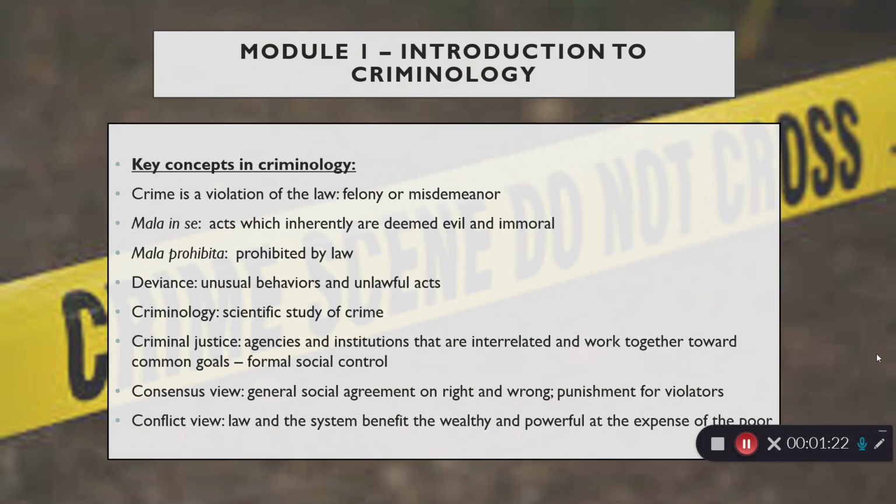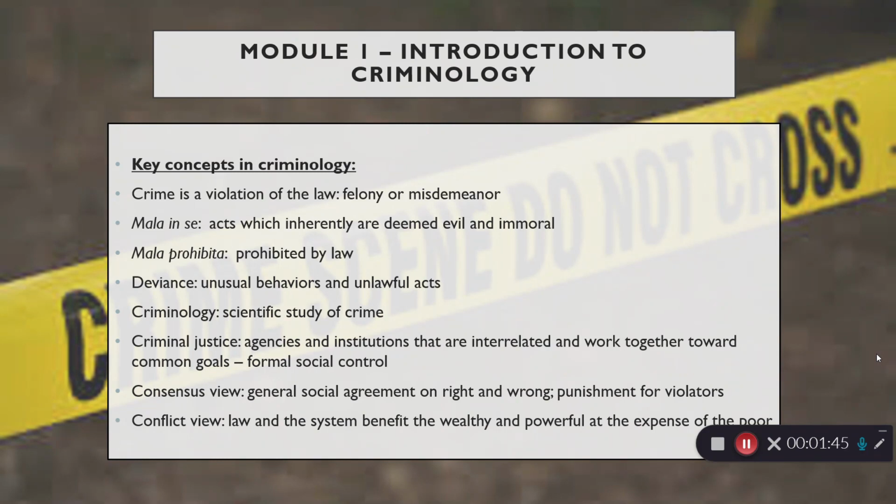First one is this idea of crime. What is crime? Crime broadly is defined as a violation of the law, which is true, but it's not just a violation of the law, it's a violation of certain laws, specifically felonies or misdemeanors. So, what is a felony? A felony is a violation of the law that is punishable by more than 1 year in prison.